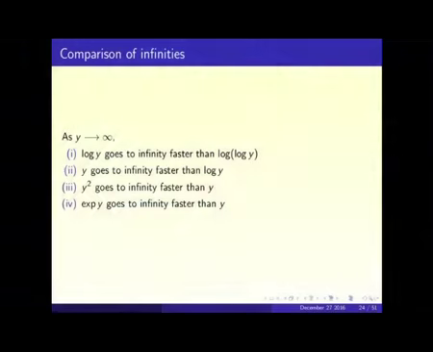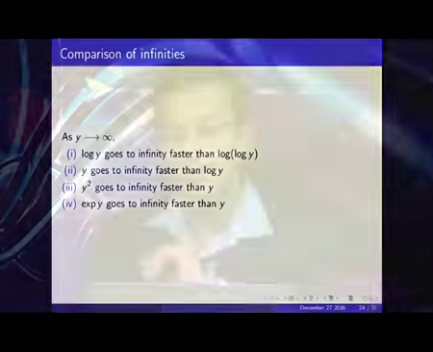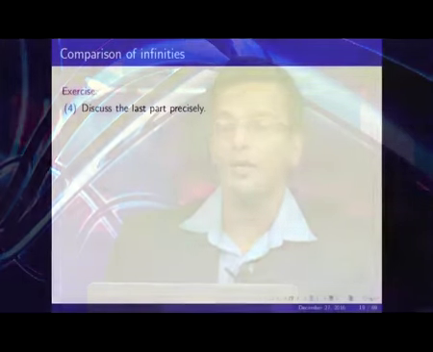So basically what am I saying? We are saying that certain things go to infinity faster than certain other things. Log y goes to infinity faster than log log y. Y goes to infinity faster than log y. Y squared goes to infinity faster than y. E to the power y will go to infinity faster than y. So what do you mean by all these things?